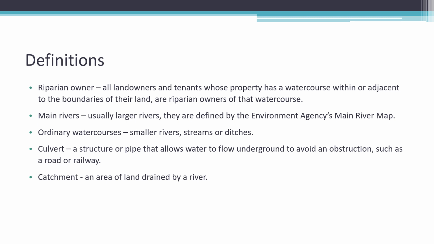Before we start, I thought it might be useful to provide some relevant quick definitions. A riparian owner are all landowners and tenants whose property has a watercourse within or adjacent to the boundaries of their land. Main rivers, usually larger rivers, are defined by the Environment Agency's main river map. Ordinary watercourses are smaller rivers, streams or ditches. A culvert is a structure or a pipe that allows water to flow underground in order to avoid an obstruction, such as a road or a railway. A catchment is an area of land that is drained by a river.